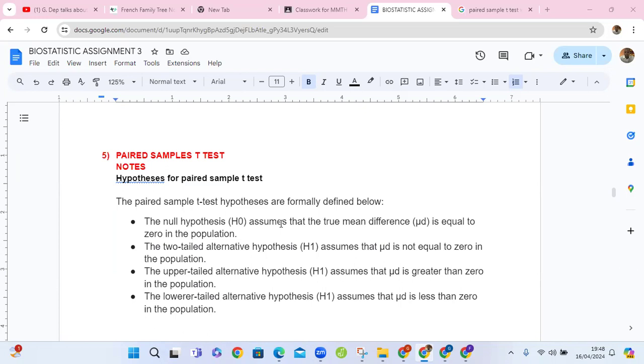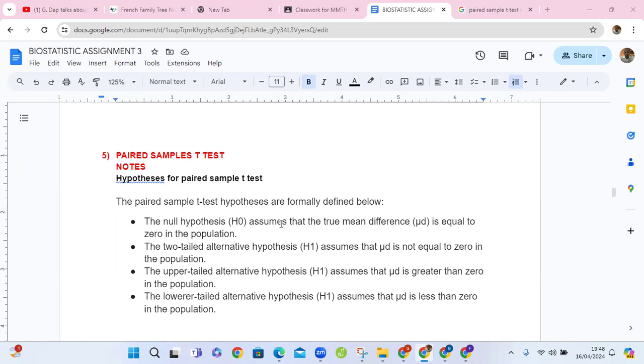Now you've got the three alternatives: the two-tailed, the upper-tailed, and the lower-tailed. So the two-tailed is saying that the difference is not equal to 0. The upper-tailed is saying that the difference is greater than 0. And the lower-tailed is saying that the difference is less than 0.